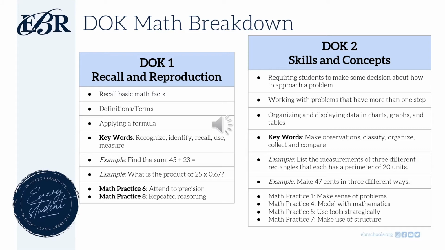DOK 1 are those questions that require simple recall and reproduction. These questions are ones that either the students know the answer to or they don't. There's very little thinking involved with questions on this level. DOK 2 moves to the how and why questions. These require students to make some decisions about how to approach a problem. Also on these charts, you'll see how these questions incorporate our mathematical practices. DOK 1 covers attention to precision and repeated reasoning, while DOK 2 helps students to make sense of problems, model with mathematics, use tools strategically, and to make sense of structure.